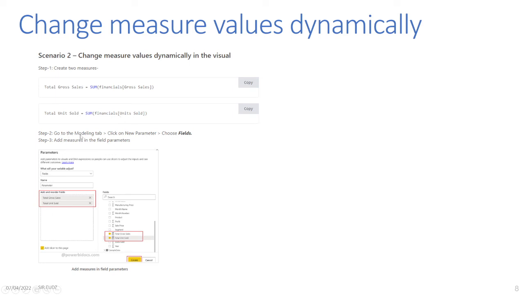Go to the Modeling tab, click on New Parameter, and then choose Fields. Just like what we have done a while ago, add the measures in the field parameter. Here are the measures that we have created.